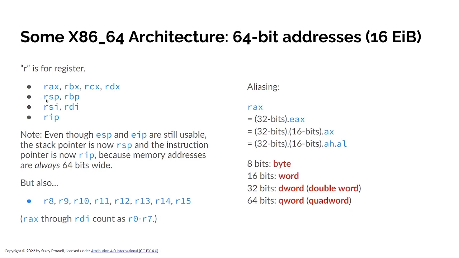We have a stack pointer and a base pointer, source and destination, and an instruction pointer. You still have ESP. A common mistake that people who come into this world from 32-bit programming make is that they'll sometimes use ESP, and when they do, they'll get seg faults. They'll say, why am I getting a seg fault? I don't understand what's happening. Well, ESP is not the stack pointer. It's just the low 32 bits of the 64-bit stack pointer.